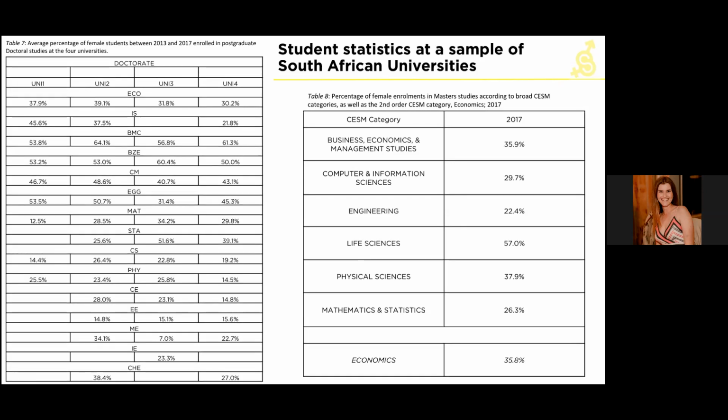The more significant drop-offs of female enrollments within the analysed departments happen at the doctoral level, with the exception of the life sciences. Generally, BMC and BZE still remain within the 50th and 60th percentiles for female enrollments in doctoral studies across all 4 universities. Table 7 shows that the average proportion of females enrolled in economics in the 4 universities drops from the 40th and 50th percentiles at the master's level to the 30th percentile range for doctoral studies.